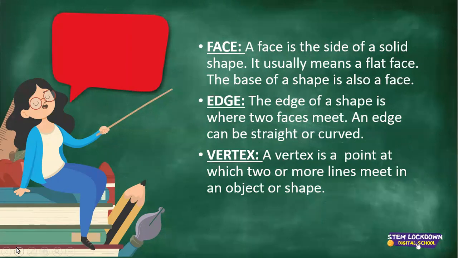What is a vertex? A vertex is a point at which two or more lines meet in an object or shape. As we've seen on the previous slide, on that box that we had, the line was an edge, the face was that flat surface or flat area, and the vertices were the corners of that box.